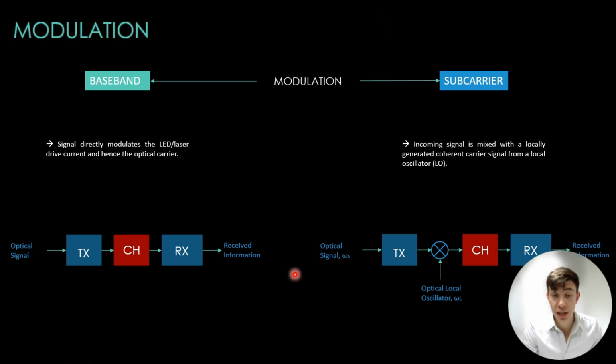The choice between baseband and subcarrier modulations in free space optical communication depends on various factors, including required data rate. Subcarrier modulation is preferable for higher data rates. Link distance: subcarrier modulation offers better performance over long distances. Cost and complexity: baseband modulation is simpler and more cost-effective.